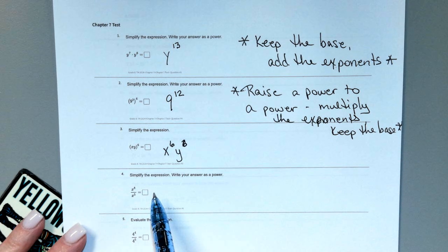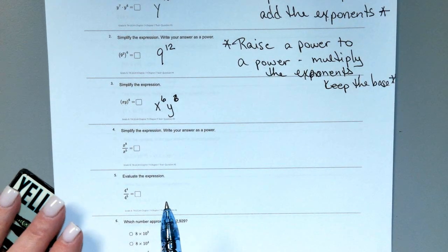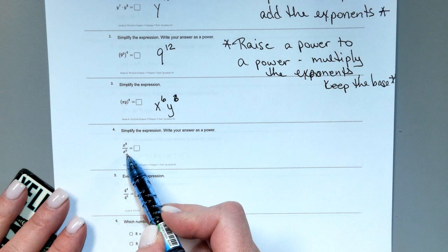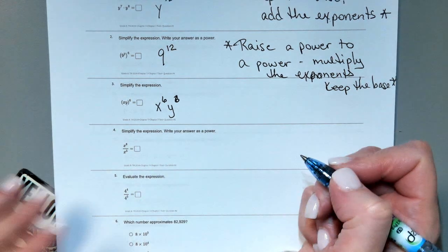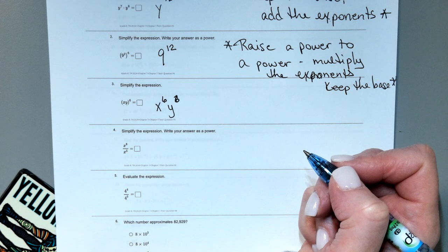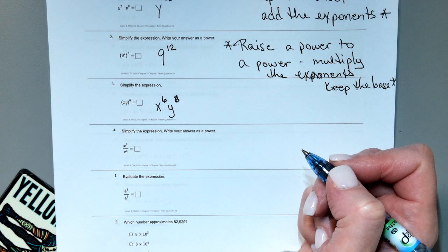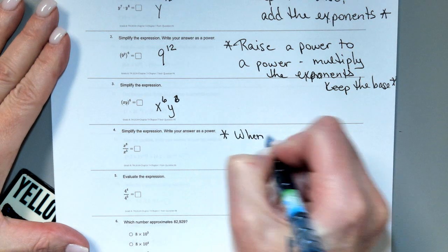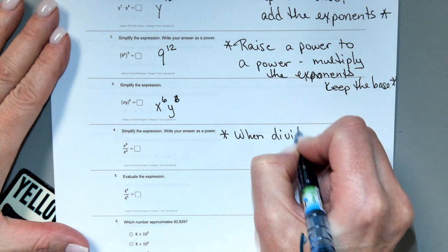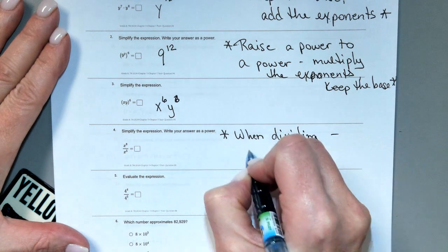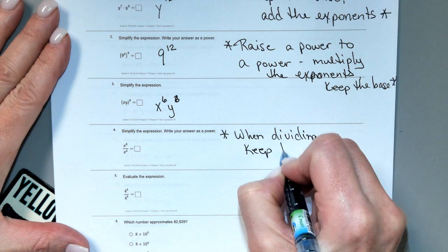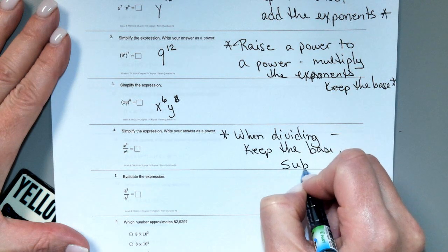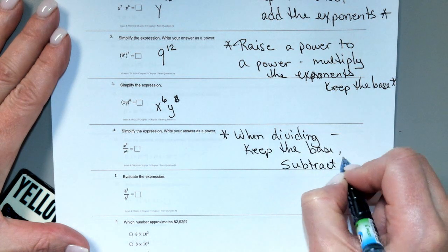All right, number 4, we had simplify the expression. We had X to the 8th over X to the 5th. I gave the example, when they are stacked, you subtract. So when dividing, keep the base, subtract the exponents.